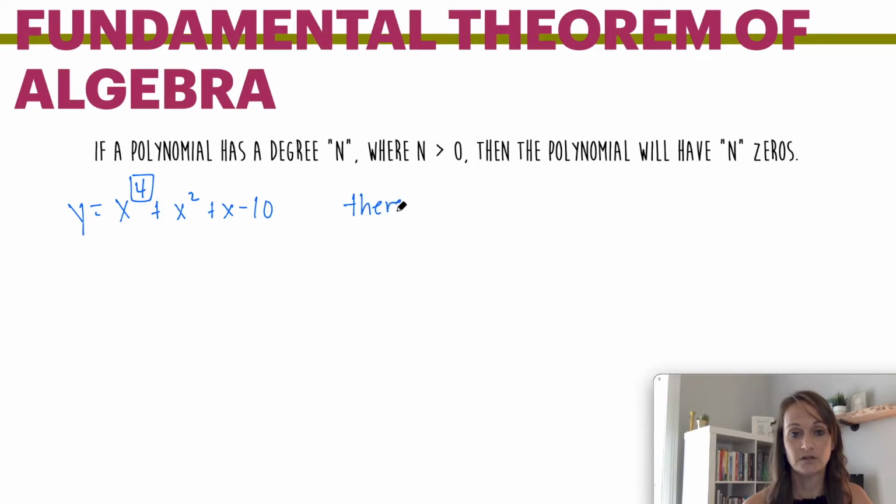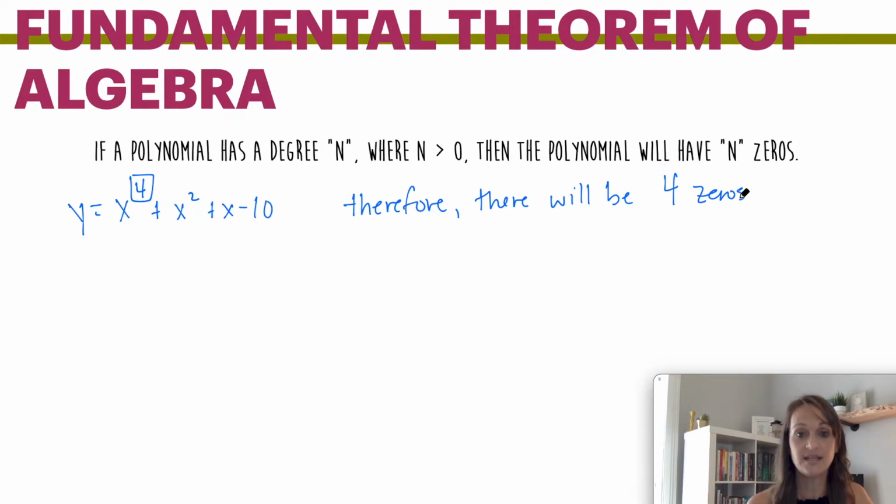So therefore, there will be 4 zeros. They could be real zeros, rational zeros, they could be square roots, they could be imaginary, but there's going to be 4 of them. There could be a multiplicity, but there will be the same number. Whatever the highest degree is, that is the number of zeros you're going to have. So you can always figure out whether you have found all the zeros you needed to in a polynomial based off the highest degree.